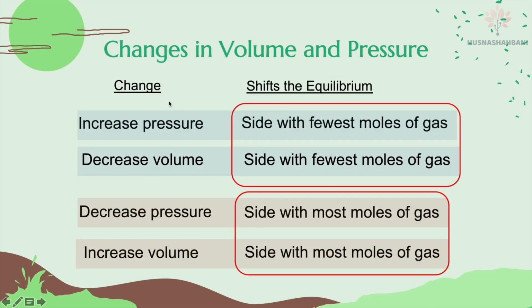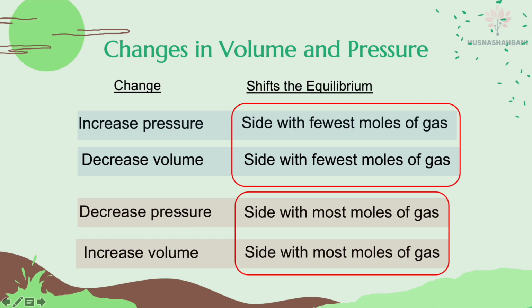Changes in volume and pressure. If you increase the pressure, meaning decrease the volume, the shift of the equilibrium will be to the side with the fewest number of moles of the gas. Increased pressure means more collision between particles. More collision between particles means you need to balance it again, so the shift will be to the fewest or least number of moles of the gas. The same goes for a volume decrease.